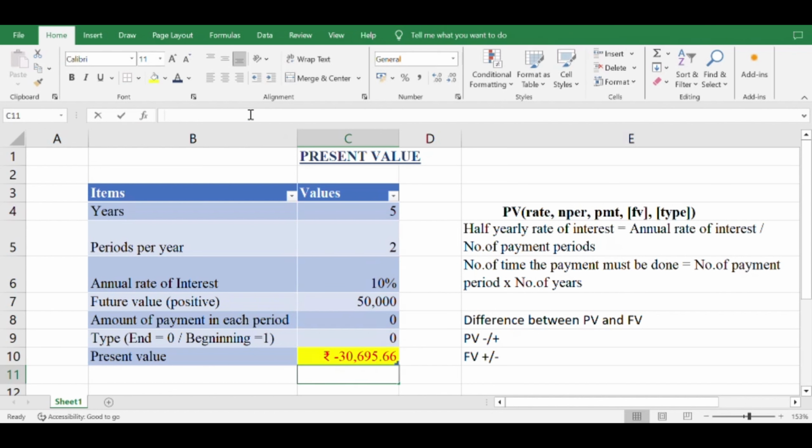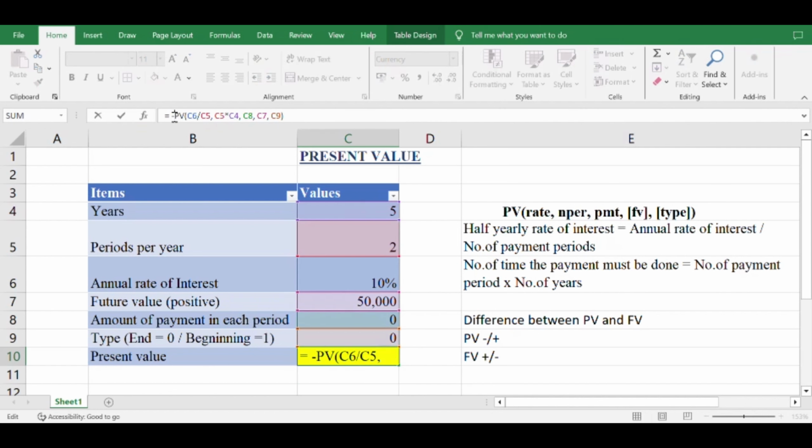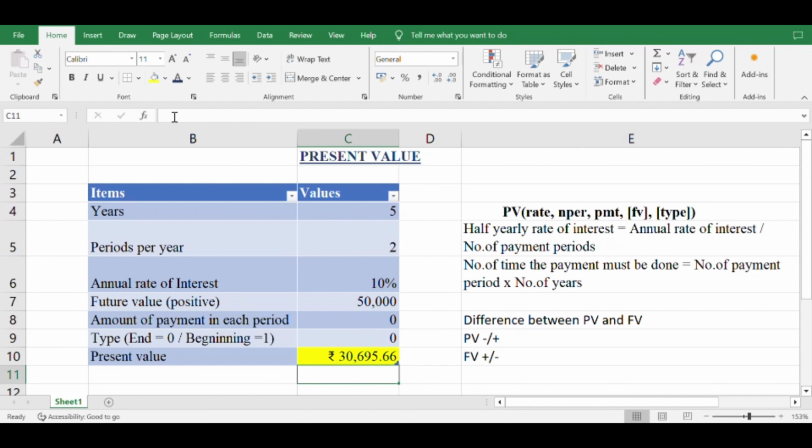Now when you press enter, you again get a negative value. The same concept applies here. So go back and add a negative sign after the is equal to sign to get a positive value. And there you go. You found out the present value of your investment using your future value.